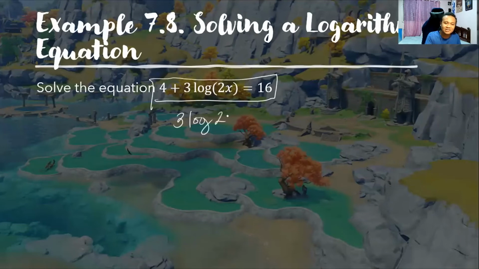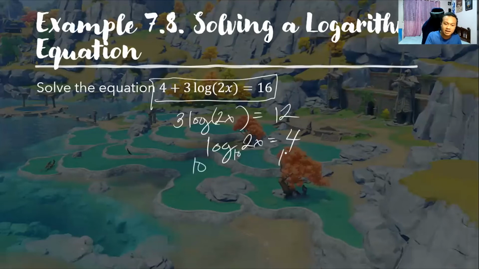3 log 2x. So, 16 minus 4, that's 12, right? 12. So divide by 3, or you can also divide. Log 2x is 4, right? So raise it to 10, because it's a common logarithm. Raise both sides to 10. So 2x is equal to 10 raised to 4. That's 10,000. Divided by 2, that's 5,000.